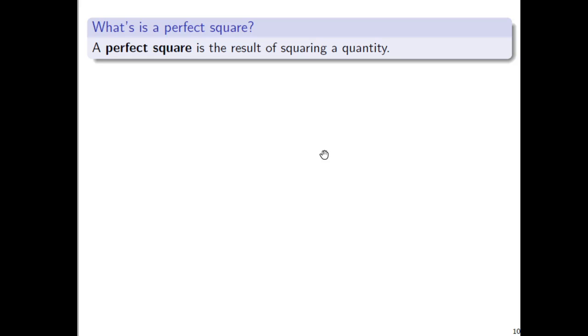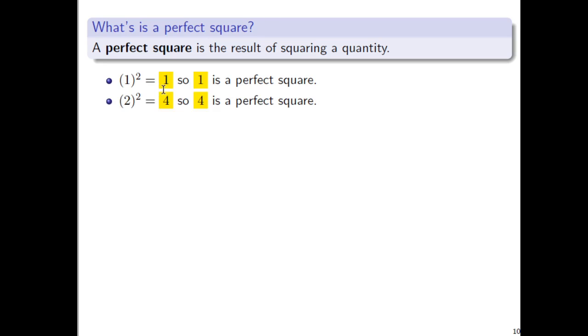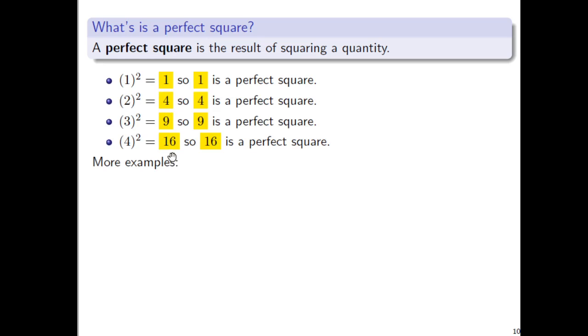Okay, a perfect square is the result of squaring a quantity, squaring anything. So 1 squared is equal to 1, therefore this 1, it's the result of squaring something, is a perfect square. 2 squared equals 4, so 4 is a perfect square. 9 is a perfect square. 16 is a perfect square. Basically anything that you can get after you take something, you square, and the result, like in this last example was 16, that is a perfect square.